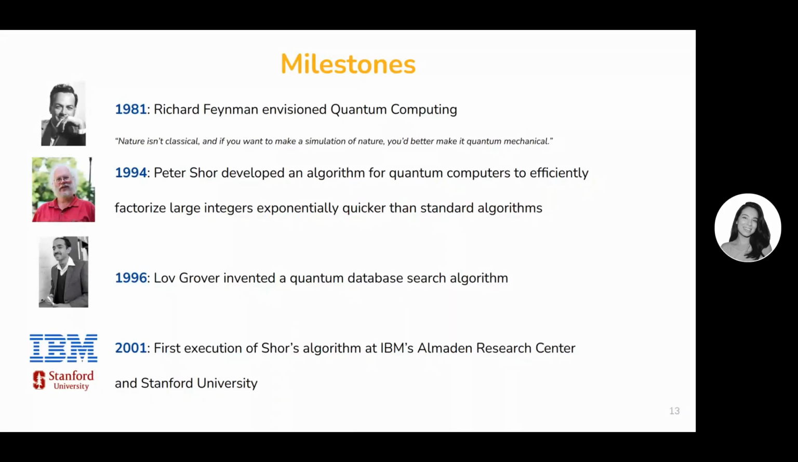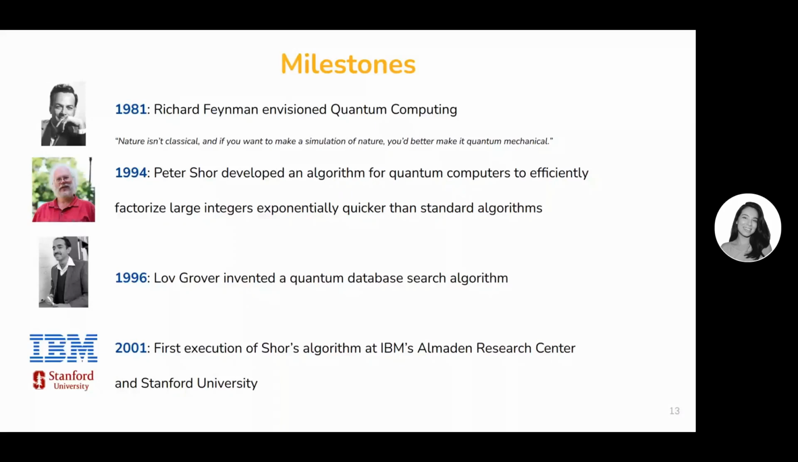And then in 1996, Lov Grover, who is a computer scientist, invented a quantum database search algorithm that has, of course, an advantage over its counterparts in classical computation. This is also one of the most famous algorithms in quantum computing, and I would say it's very intuitive to understand once you get the basics of quantum computing. And personally speaking, it's one of the best algorithms that shows you how quantum computers really work.